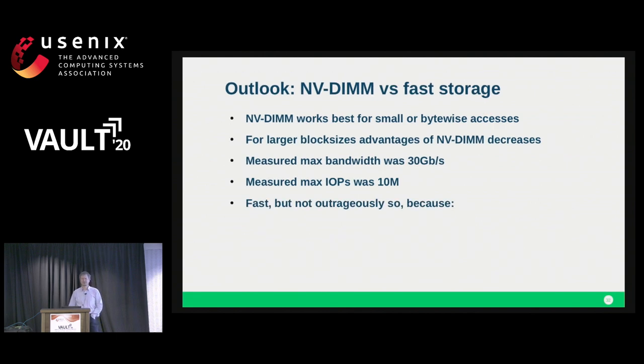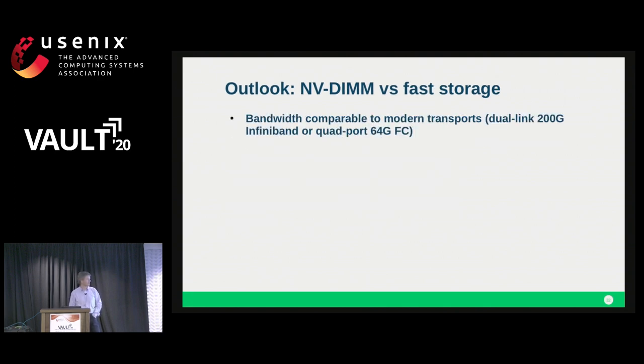This is fast, but not as fast as I would have expected. Because if you look at modern transport, say 200 gig InfiniBand or quad port 64 gig fiber channel, you're actually having the same performance. With 200 gigs, you get 20 gigabytes per second over the link. And if you're dual link, you have 40 gigabytes. Same for 64 gig fiber channel. If you have a quad port, you're pushing something like 25 gigabytes per second over the wire. So it's actually in the same range.